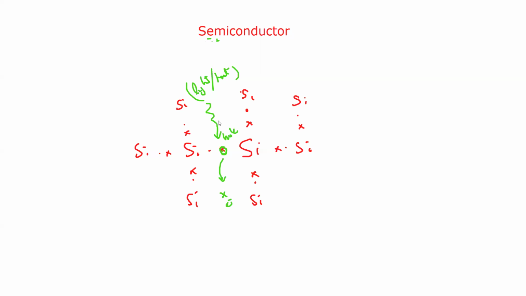So when light or heat energy is applied, it causes electrons to be removed from the structure. When an electron leaves, the place which is now vacant, we call a hole. So it creates an electron-hole pair. And these types of semiconductors, we call intrinsic semiconductors.